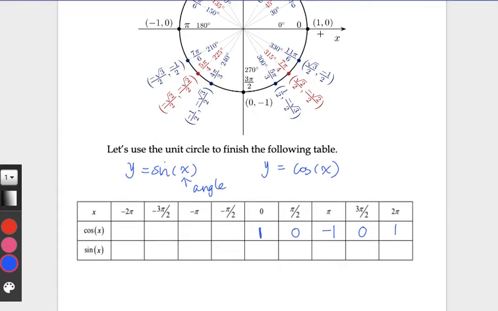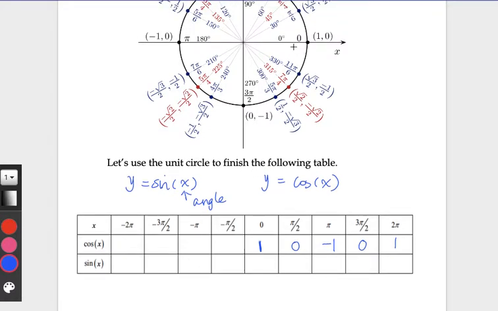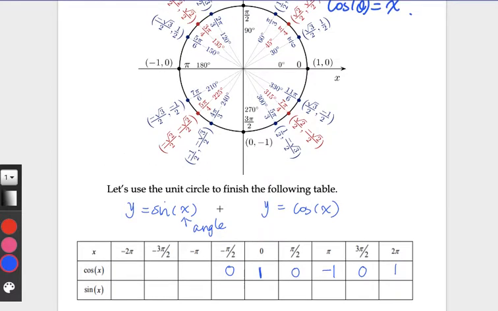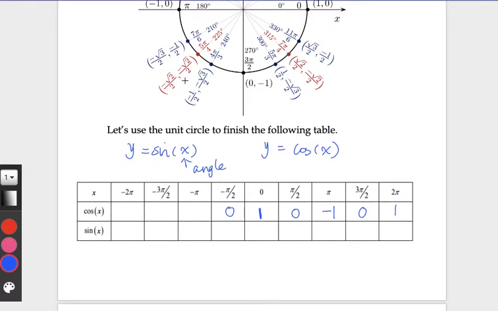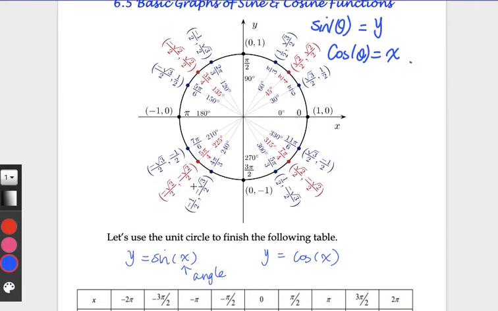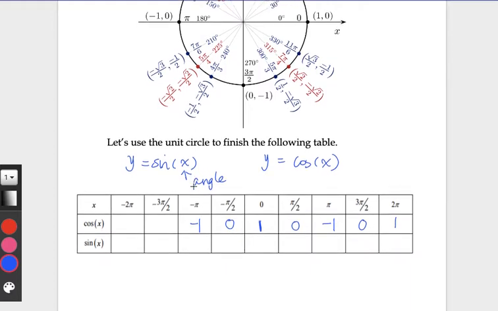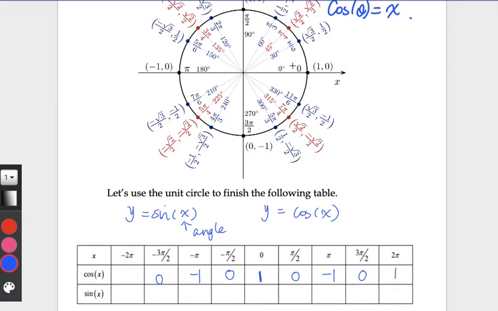If we go counterclockwise, you will see exactly the same thing, but remember, we go clockwise here. Negative pi over 2 is the same as 3 pi over 2, so it's going to be 0. Negative pi is the same as pi, so it's going to be negative 1. Negative 3 pi over 2 is the same as pi over 2, so it's going to be 0. And no matter if it's negative 2 pi or 2 pi, we go back to where the 0 degree angle is located, which is 1. So that's for cosine x.